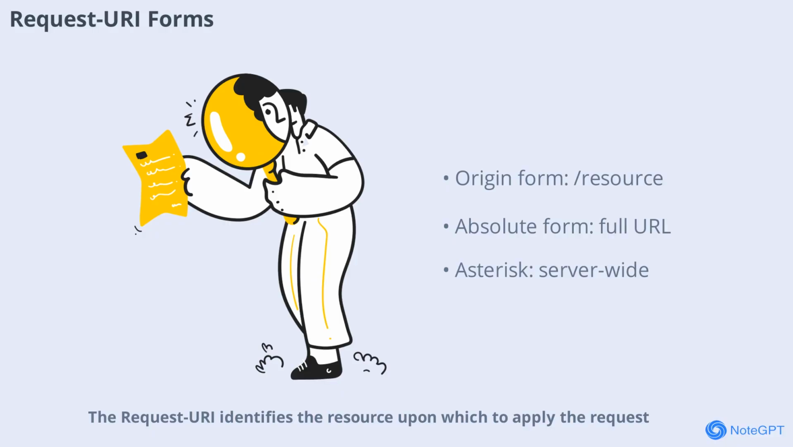The request URI identifies the resource upon which to apply the request. It can take several forms: origin form, the most common; absolute form, used with proxies; asterisk form, for server-wide options; and authority form, used with the CONNECT method. Understanding these forms helps in designing flexible and robust APIs.